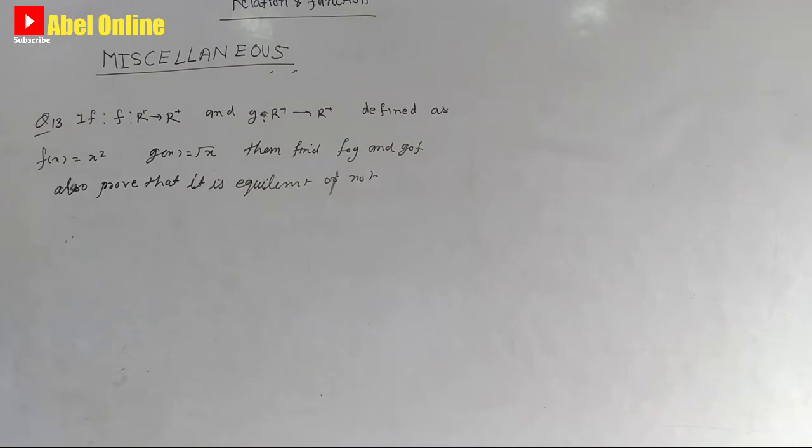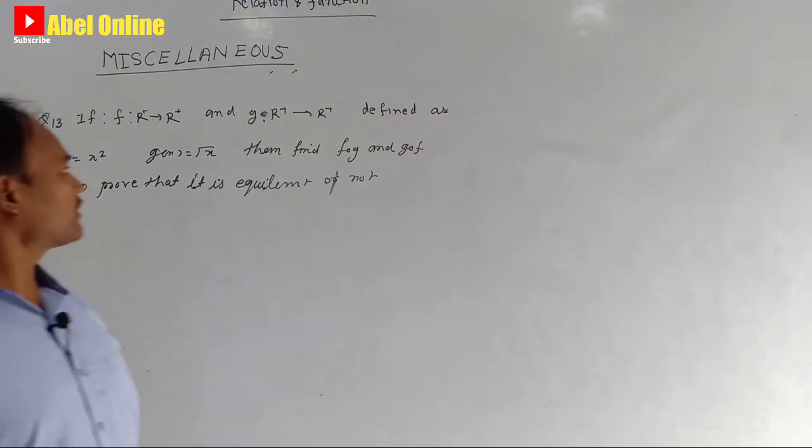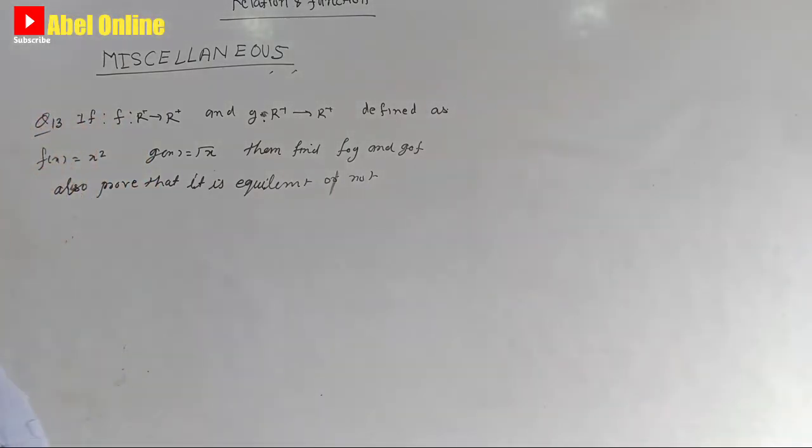So is it equivalent or not? Now the question is: if f and g are functions from R+ to R+ defined as f(x) = x square and g(x) = root over x, then find fog and gof, and also prove whether they are equivalent or not. So students, it is a question. Now we are going to solve this question.